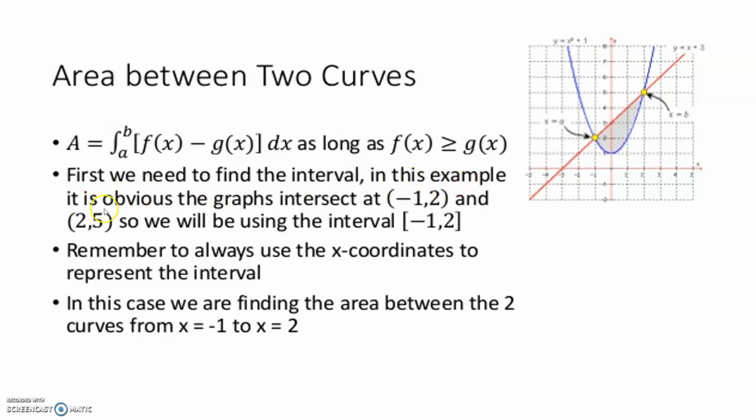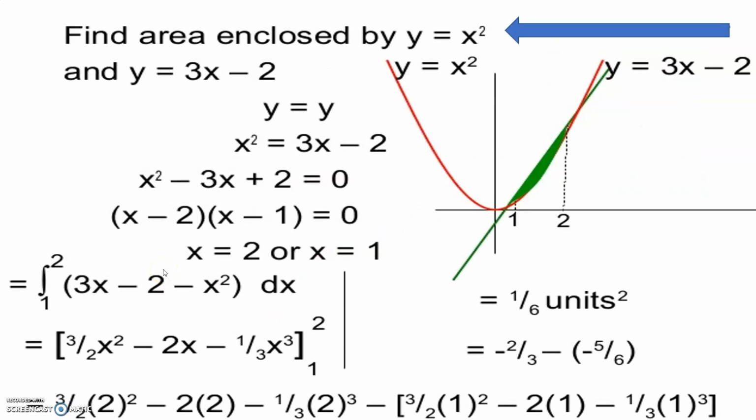In this example, it is obvious the graphs intersect at minus 1, 2 and 2, 5. So we will be using the interval minus 1 to 2. Remember, always use the x coordinate to represent the interval, that is important. In this case, we find the area between the two curves from minus 1 to 2. By plotting the points, we have to derive such lower and upper limits.